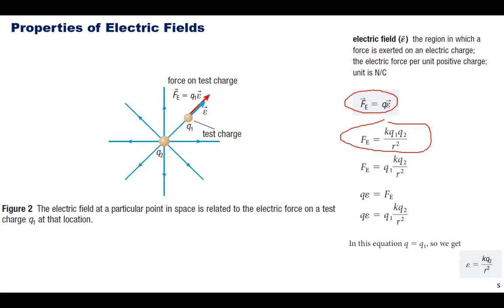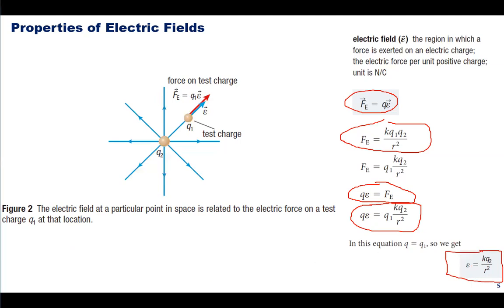Inserting this expression into the equation relating electric force to the electric field gives the result. So Q E equals Fe, Q epsilon equals Fe. Then we have Q epsilon equals k Q1 Q2 over r squared. Because Q equals Q1, we get the electric field strength epsilon equals k Q2 over r squared. So this is the magnitude of the electric field at a distance r from a point charge Q2, which is given by this formula here.